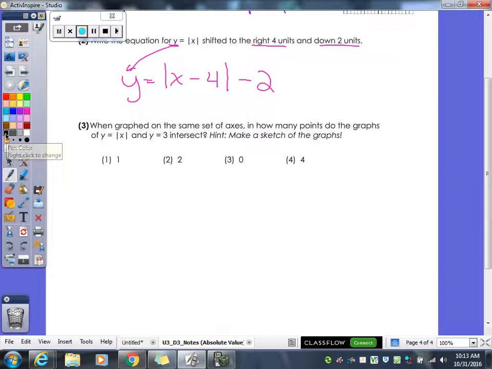So in your last one, they want to know when absolute value of x and y equals 3 intersect. How many times? So this is our parent function. Absolute value of x is just our normal V. Y equals 3 is what kind of a line? Horizontal line up here. So how many times do they cross? 2.